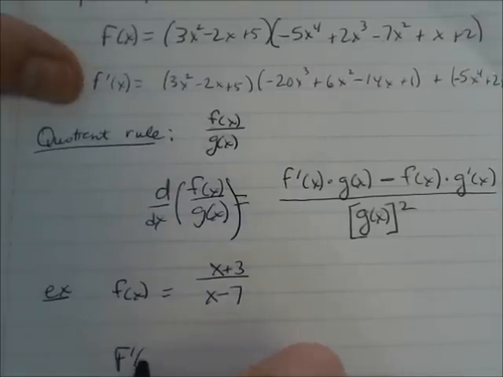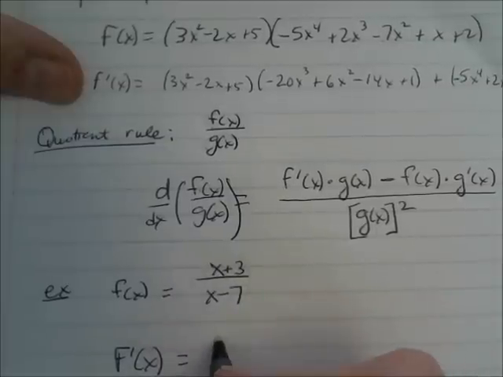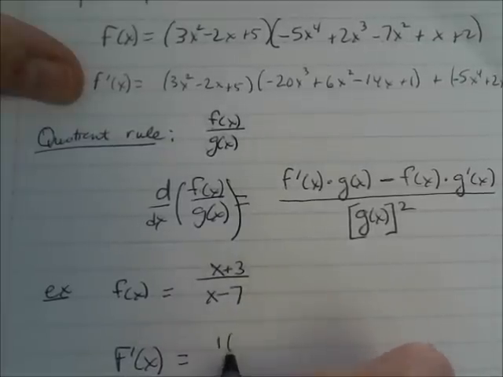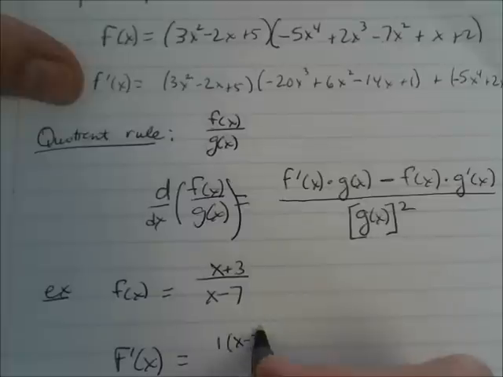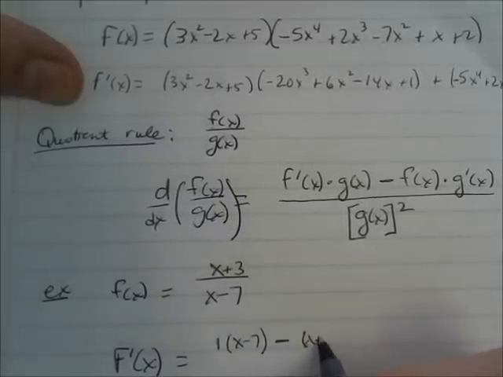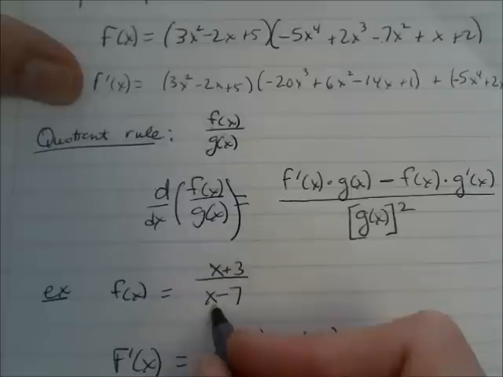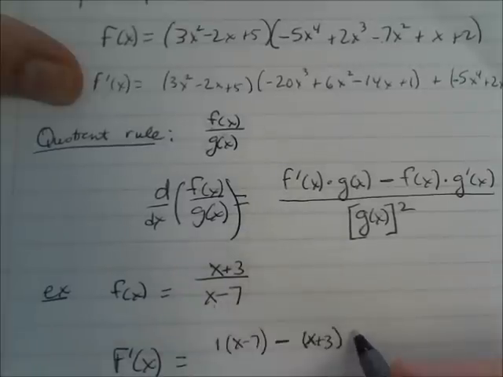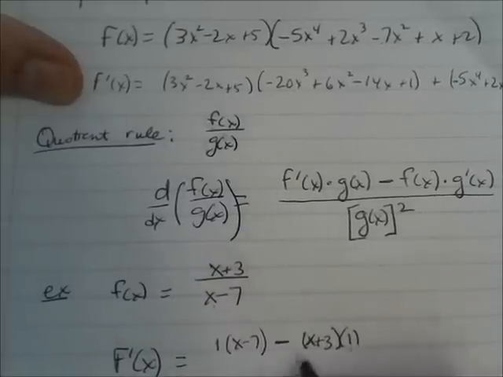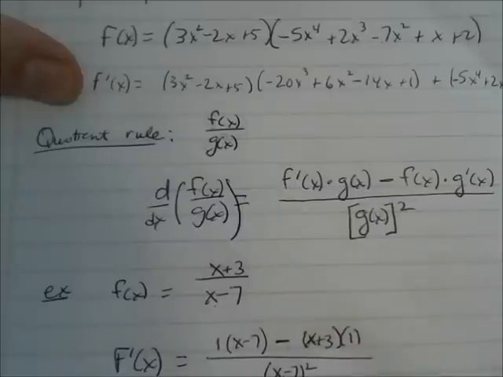So f prime of x is equal to the derivative of the top, which is just 1, times the bottom, x minus 7. Subtract from that the top function x plus 3 times the derivative of the bottom. Well, the derivative of x minus 7 is just 1, all over the bottom squared, x minus 7 squared.